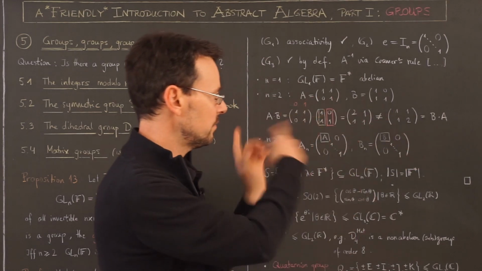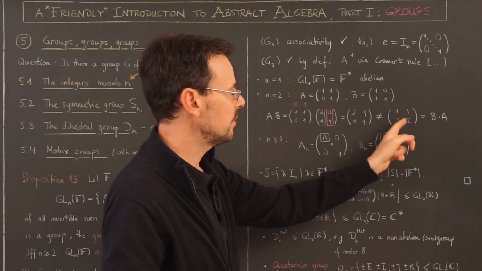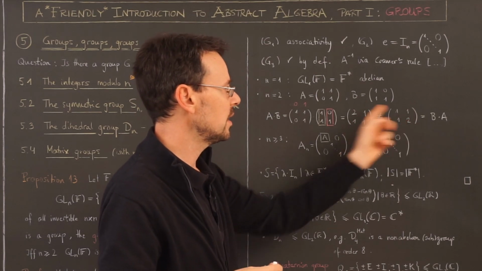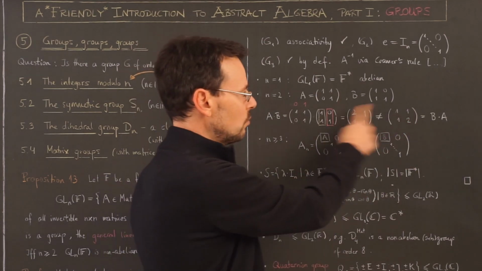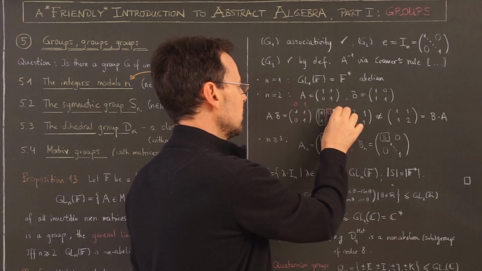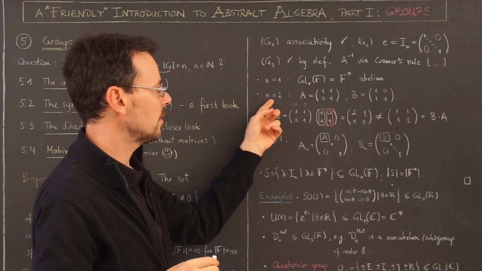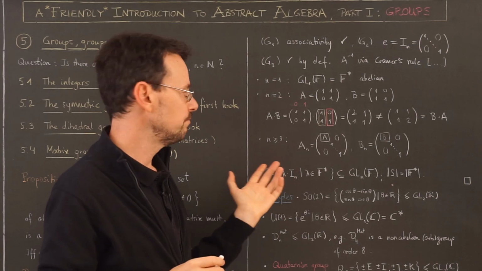Now if I change the places of a and b and calculate b times a, please do that yourself if this is new to you, the rule I just explained, you will end up with this matrix. And those are clearly different. Even if 2 is 0, they are still different. So this shows that for n equals 2, GL2F is a non-commutative group.